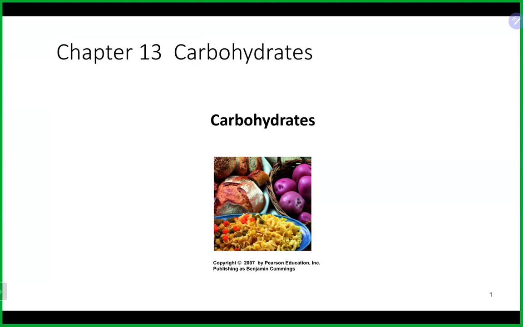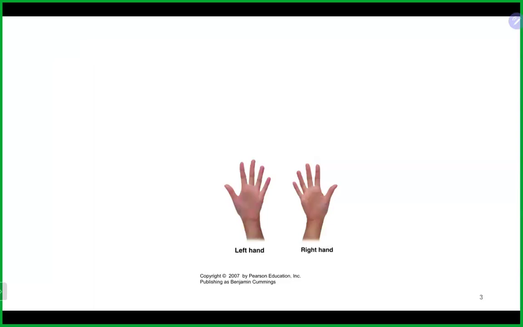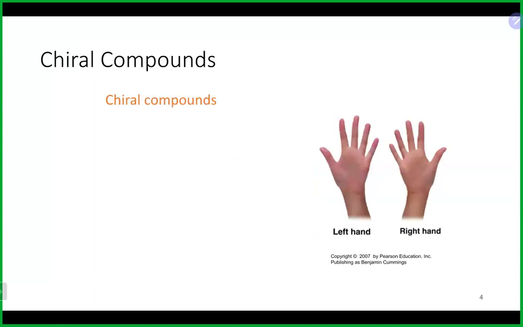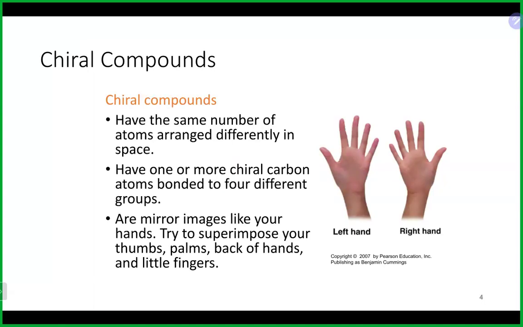All right, so we're going to talk about carbohydrates here, and those are hands and chiral molecules. So when we talk about chiral molecules, a chiral molecule is a molecule that has a mirror image that is non-superimposable. And that's why we have the hands. If you put this hand up in the mirror, you get the other hand staring back at you.